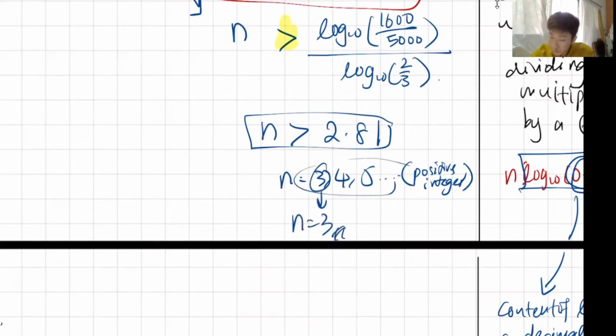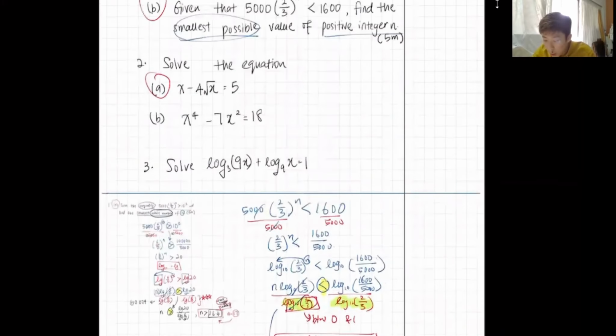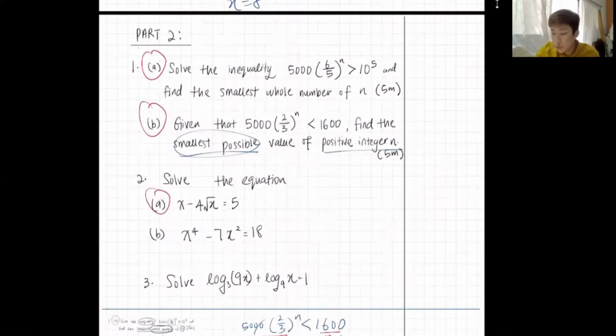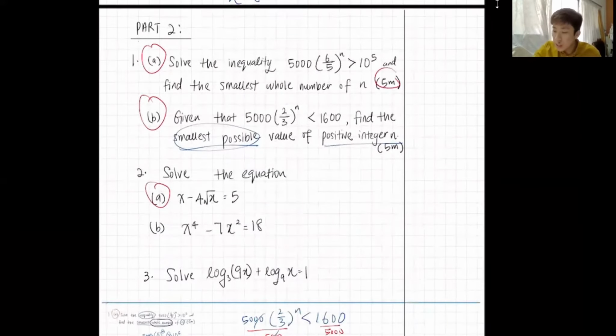This is your answer. This is just working for you to think of it. Number 1A and B is a very, very common question, 5 marks, 3 marks. It's always the same step if you don't make a mistake. Don't forget, changing sign, condition. Don't forget this.